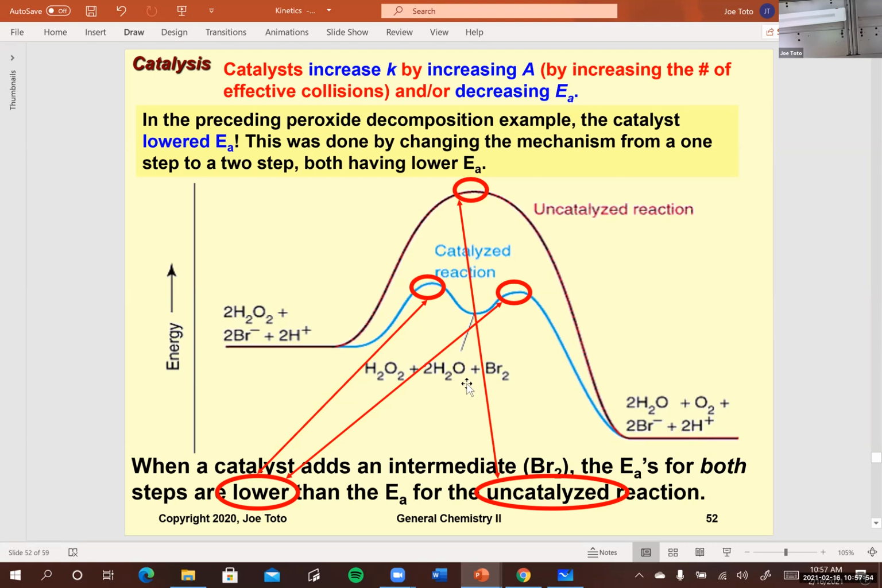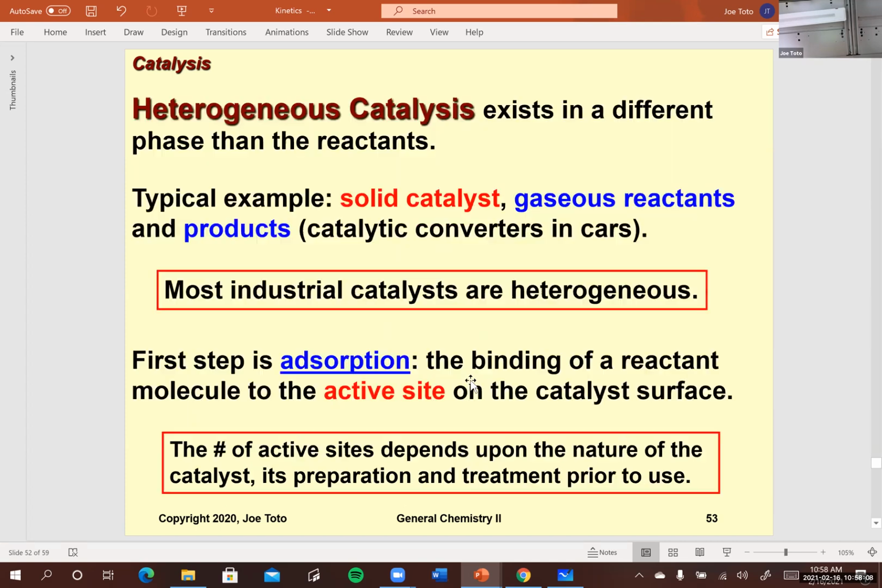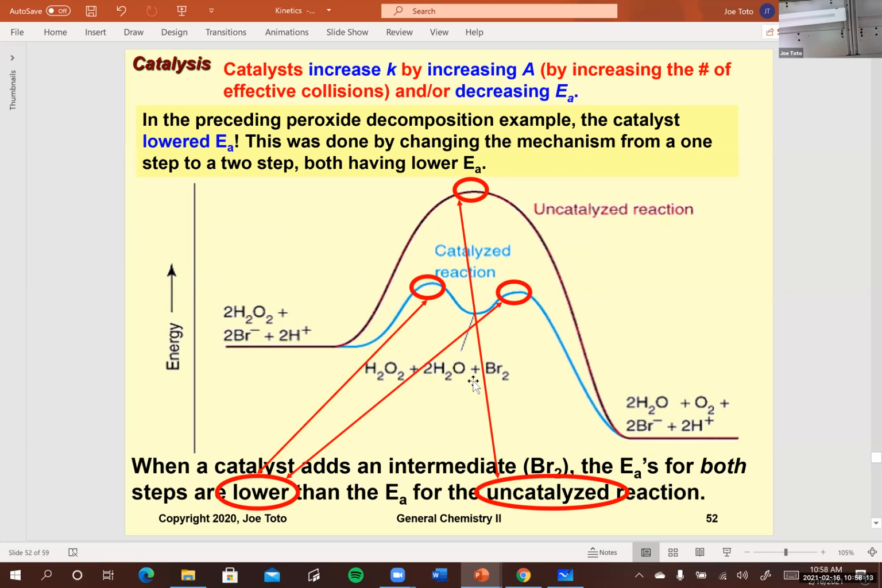So yeah, this is how a potential energy surface would change for an uncatalyzed versus a catalyzed reaction, which also changes the mechanism. So we're getting a deeper, better understanding of reaction rates by analyzing mechanisms, specifically identifying the slow step in the mechanism, the bottleneck. So maybe we can add a catalyst to speed up the reaction and so forth.